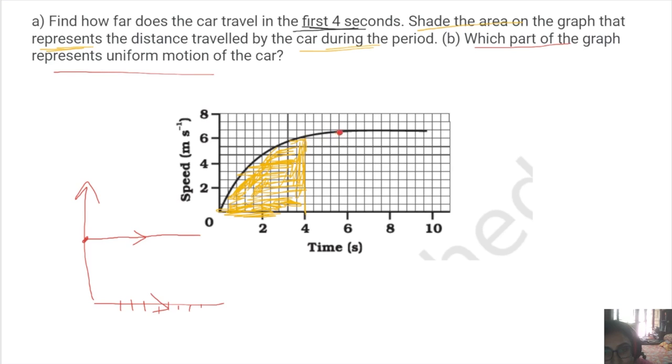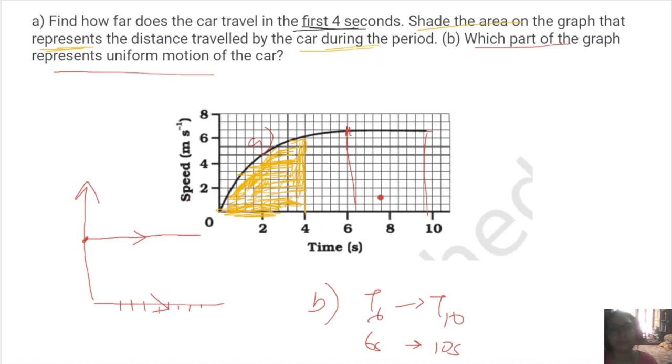So which part of the graph represents the uniform motion of the car? We can say roundabout from the 6th second to, let's say, 10 seconds. So from T6 to T10, we have uniform motion. So this is part A, and part B is T6 to T10, or 6 seconds to 10 seconds.